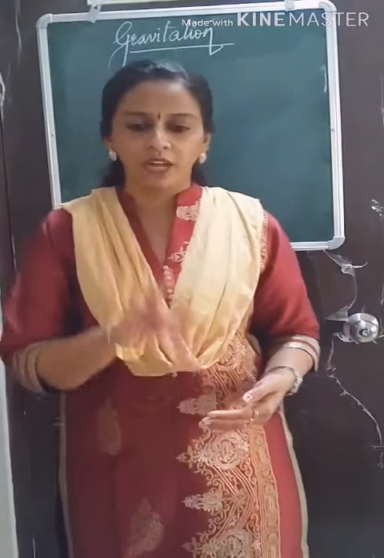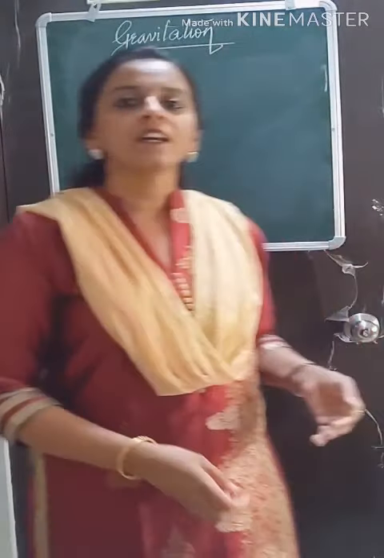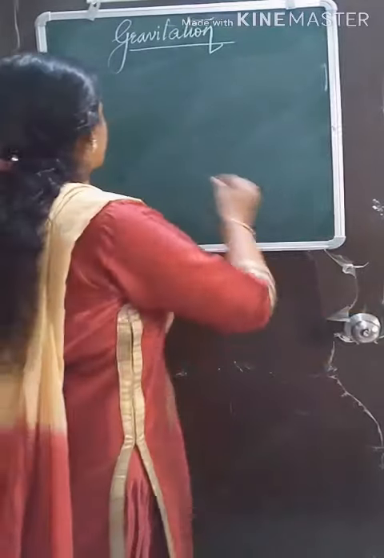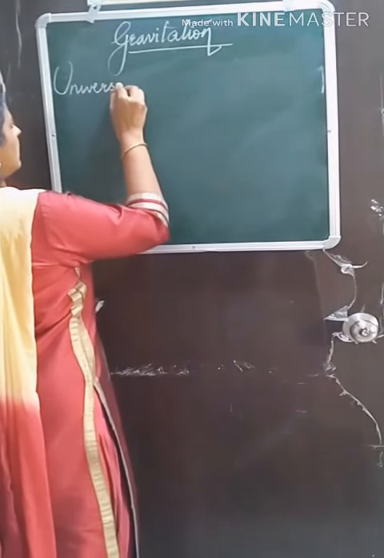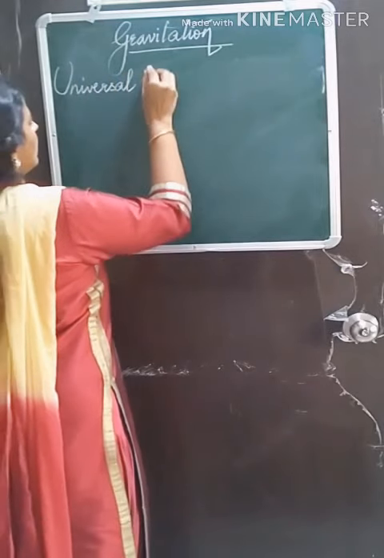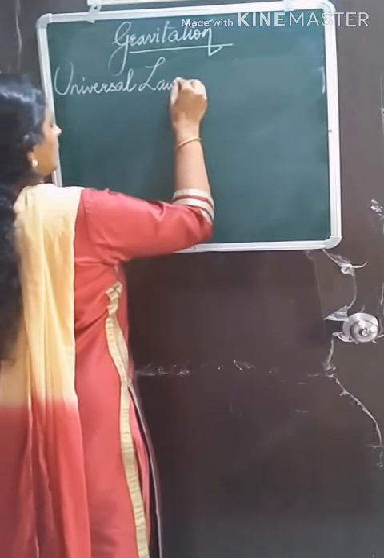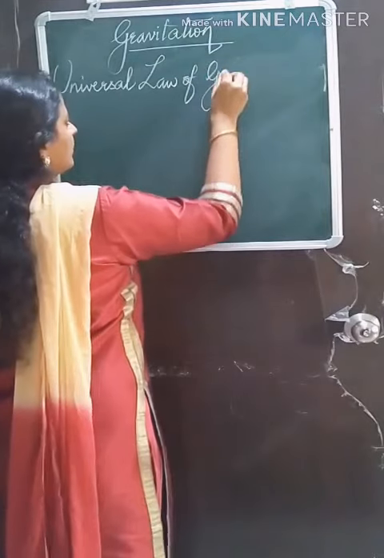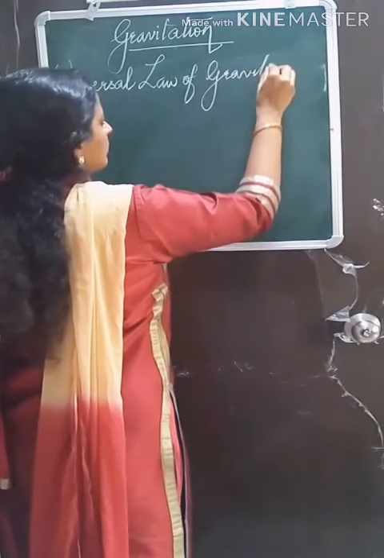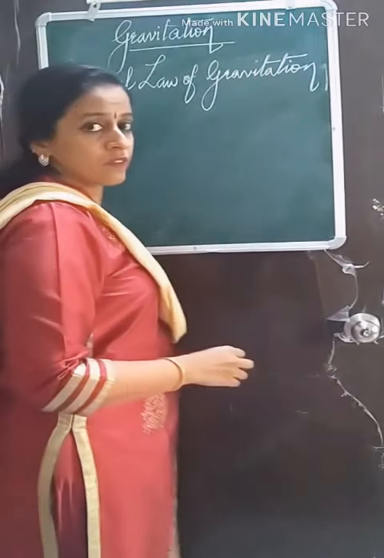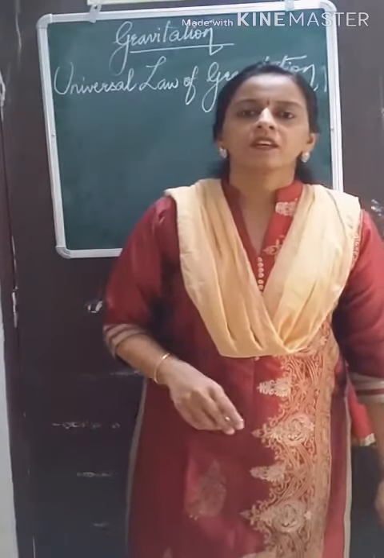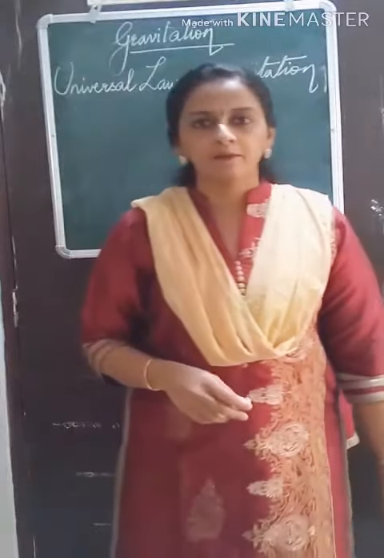So now I want you to write in your book, write the heading Universal Law of Gravitation. Universal Law of Gravitation. Now again we need a diagram for this.